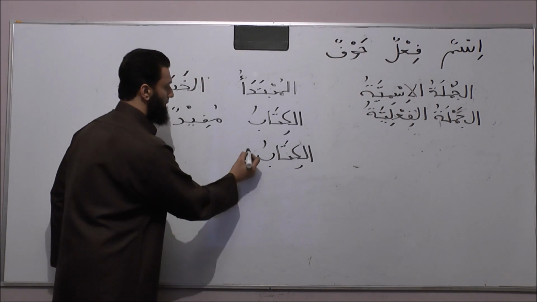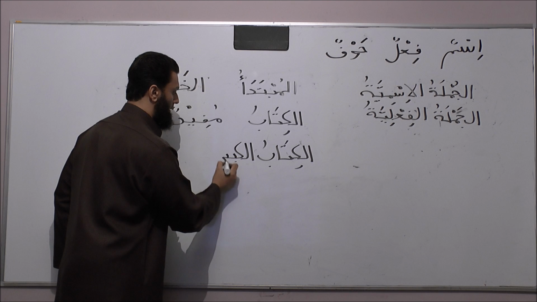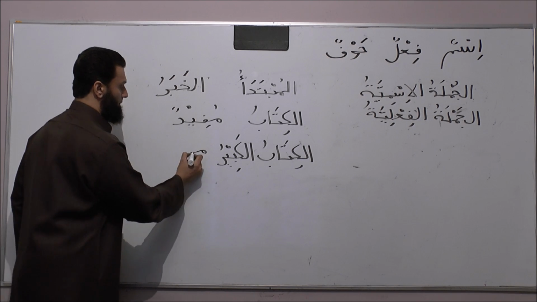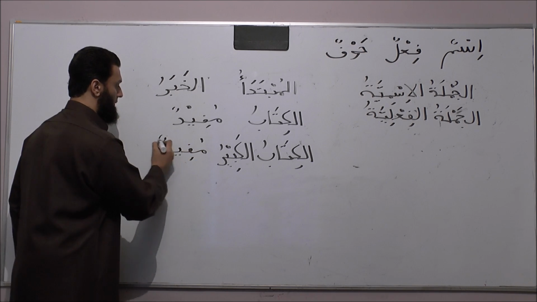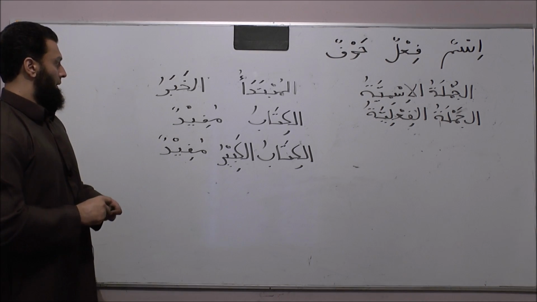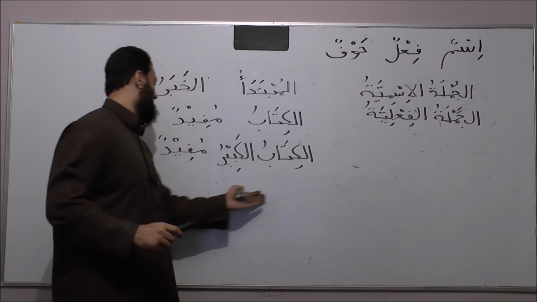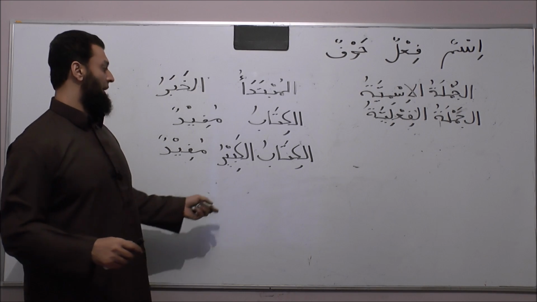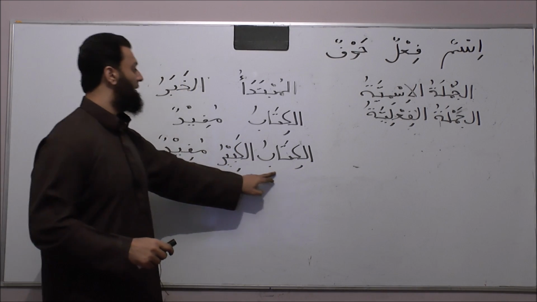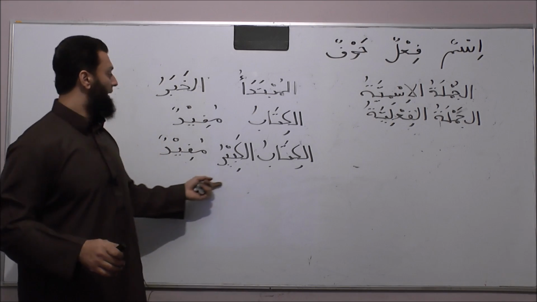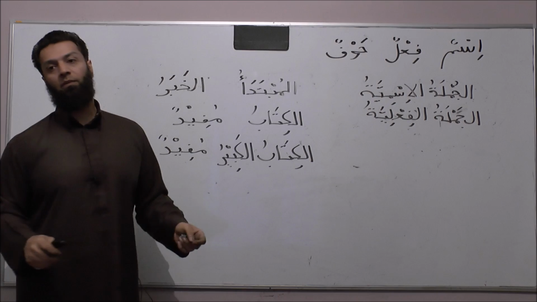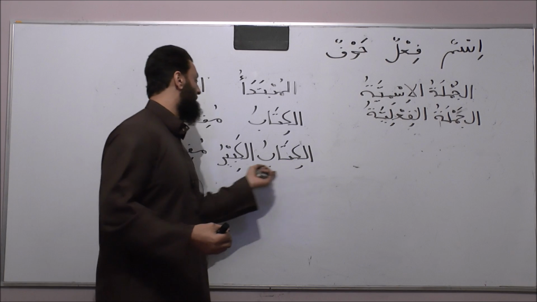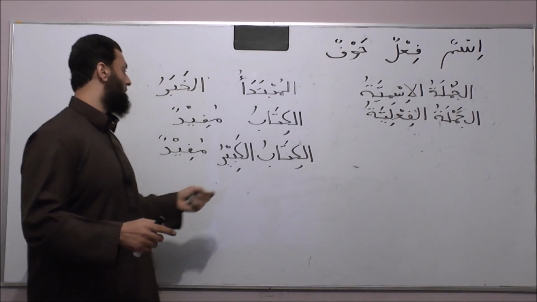Al-kitabu al-kabiru mufidun. The large book is beneficial. People often assume that here, where we have al-kitabu, well, we know that's al-mubtadu, but they think that al-kabiru is al-khabaru. In fact, al-kabiru is just a sifatun. It's an attribute of al-kitabu.